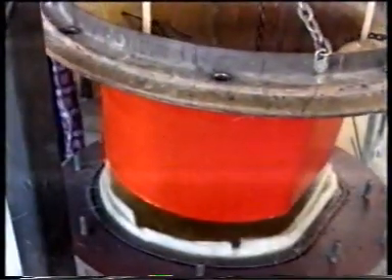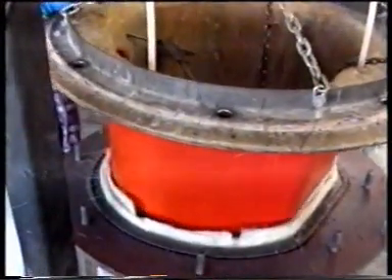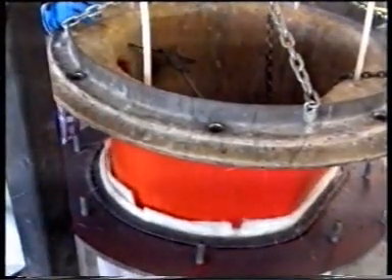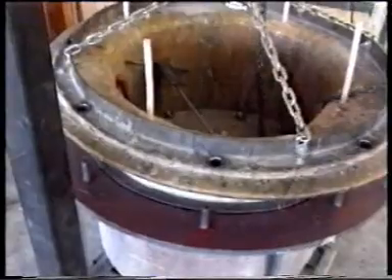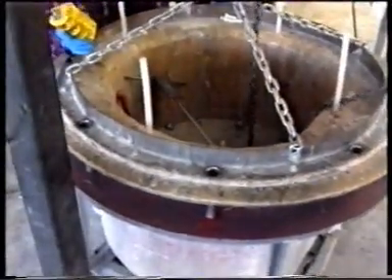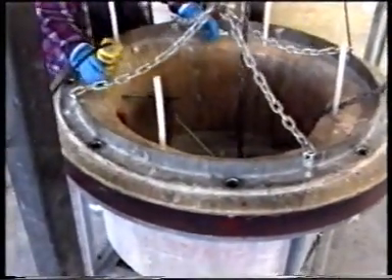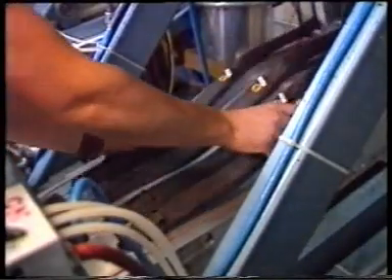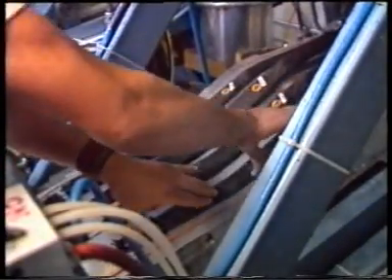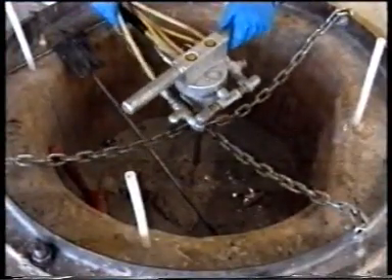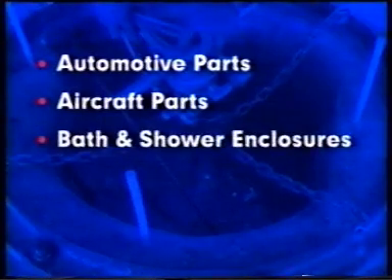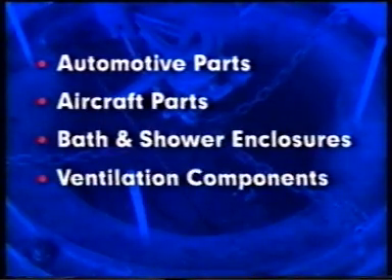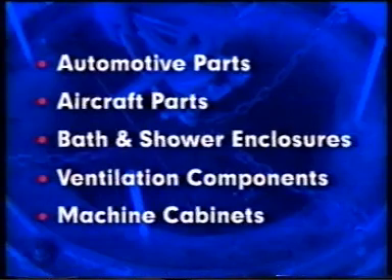Molds may be either non-metallic or metal. Non-metallic molds are typically fiber-reinforced polymers. Their use depends largely on curing temperature and production volume of the manufacturing operation. Metal molds are used for high-temperature processing and to provide longer service life. Applications for resin transfer molding include automotive and aircraft parts, bath and shower enclosures, ventilation components, and machine cabinets.